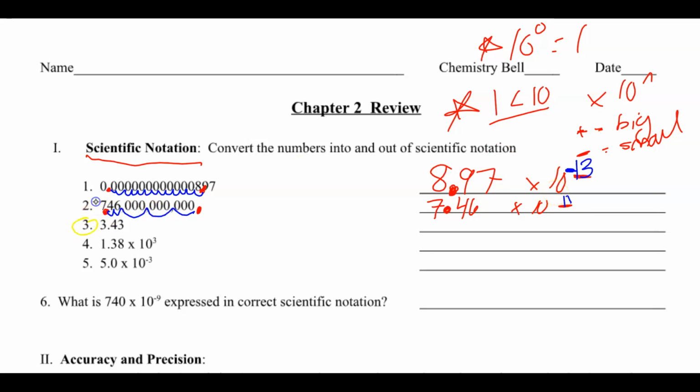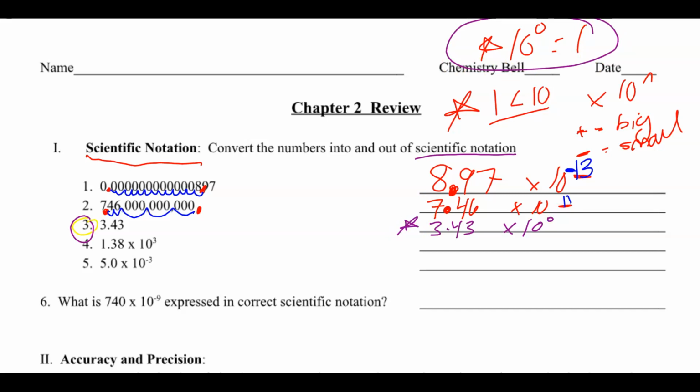Ooh, number 3 is the tricky one here. 3.43. That seems right. Can't I just say 3.43? Well, they want it in scientific notation. So it's really 3.43 times 1. So we're going to use that times 10 to the 0 identity. Okay, that might come up.